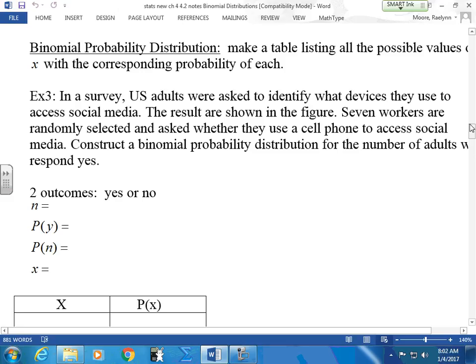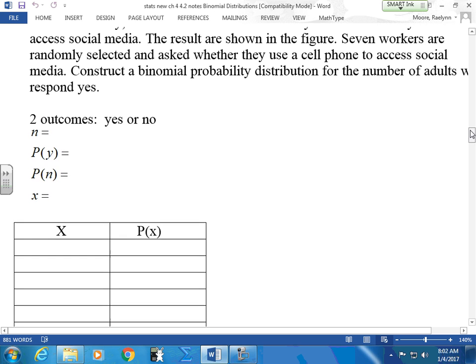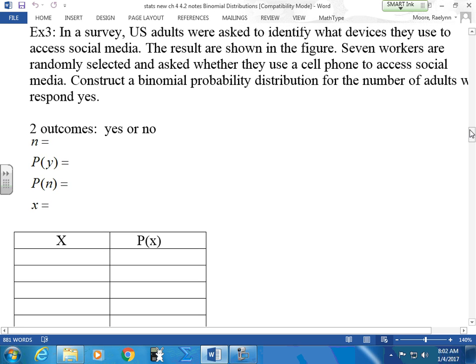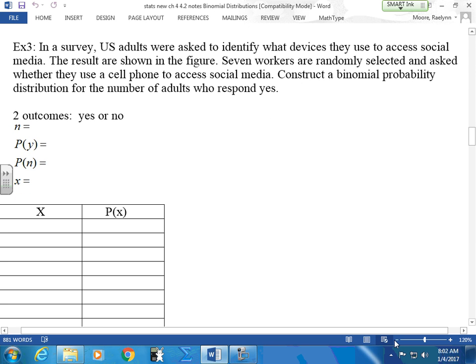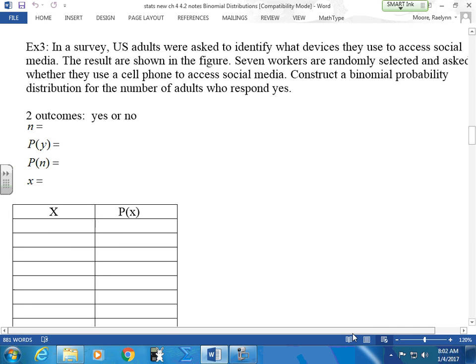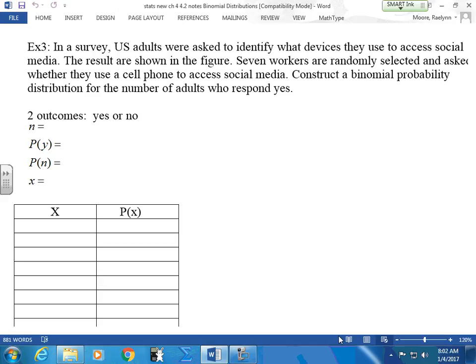7 workers are chosen at random and asked whether they use their cell phone to access social media. So cell phone is key right here. We're going to construct a probability distribution for the number of adults who responded yes. Now, there are multiple things down there. There are how many choices? 6 choices? 7? There's 7 choices. Is that a binomial experiment if we give them 7 choices?